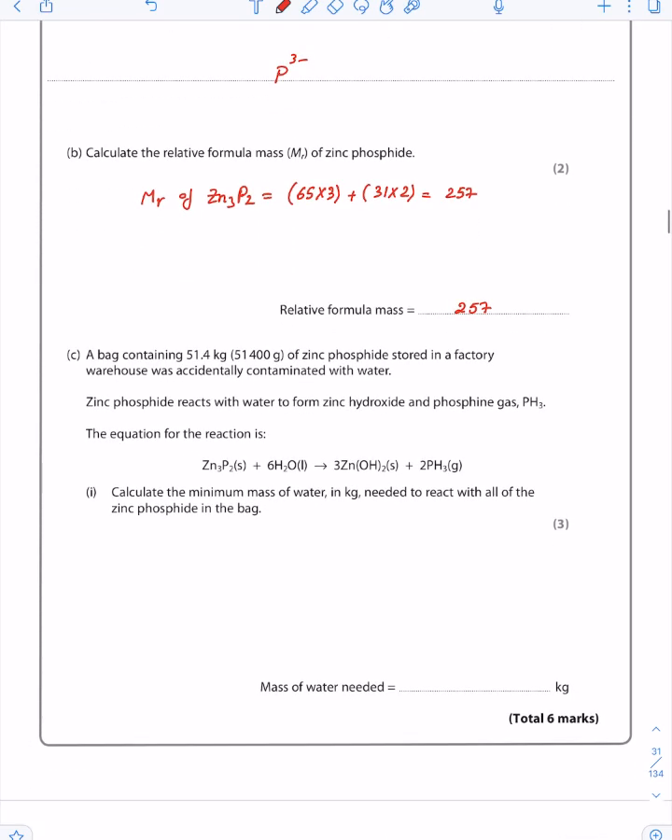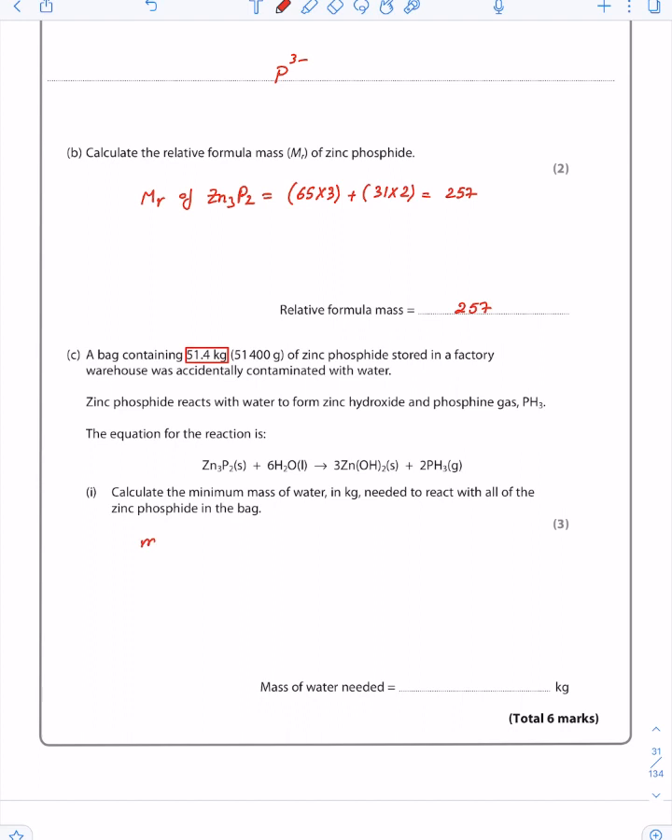A bag containing 51.4 kilogram اللي هي 51,400 gram of zinc phosphide stored in a factory warehouse was accidentally contaminated with water. Zinc phosphide reacts with water to form zinc hydroxide and phosphine gas. The equation for the reaction, 1 mole of zinc phosphide plus 6 mole of water gives 3 mole of zinc hydroxide plus 2 mole of phosphine gas. Calculate the minimum mass of water in kilograms needed to react with all the zinc phosphide in the bag.